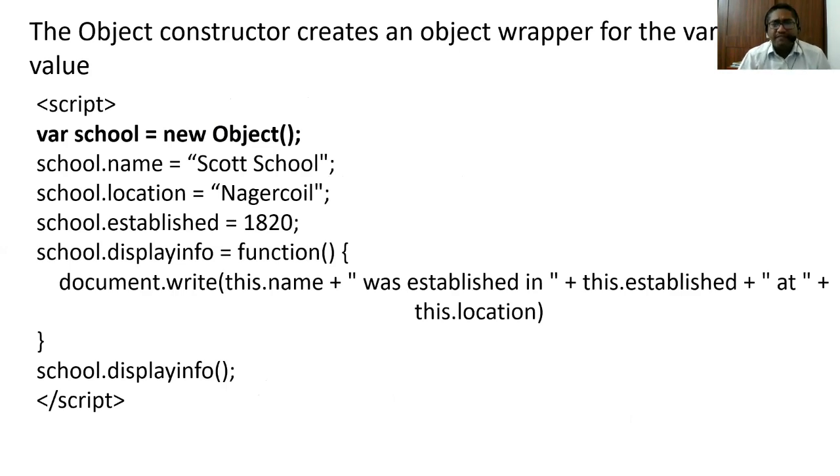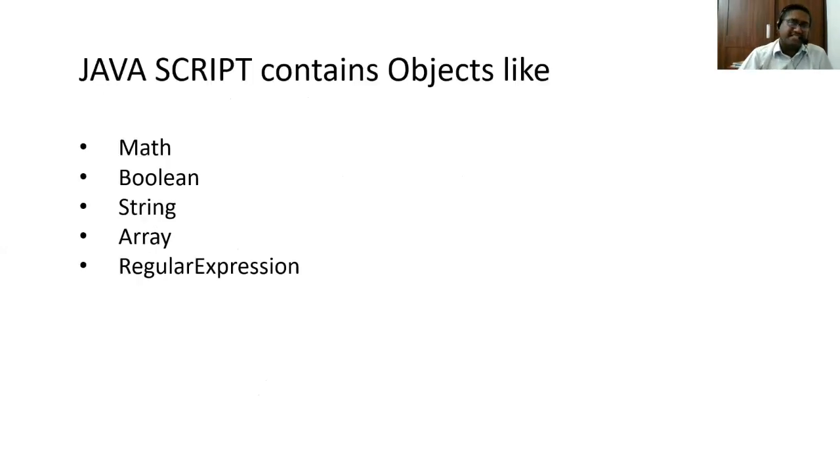school.displayInformation equal to function(). I'm displaying all the information, when it was established, all the details, based on calling the function school.displayInformation(). Display information is just a variable. After calling the function, it becomes a constructor, object initialization.